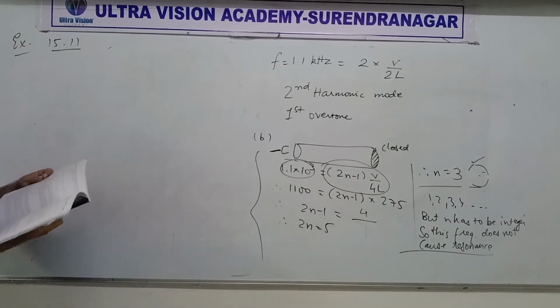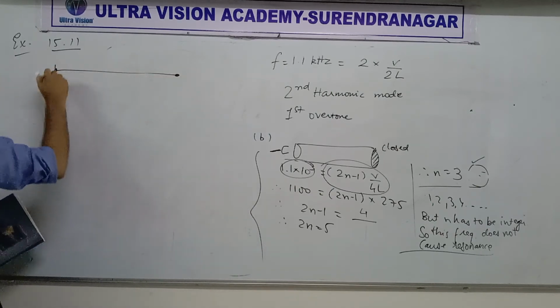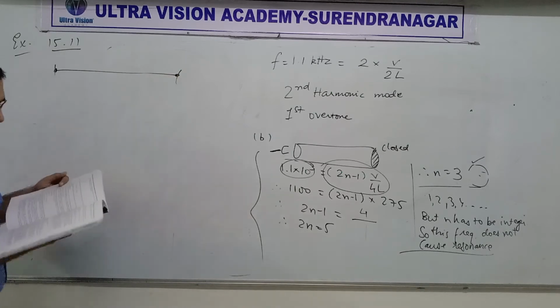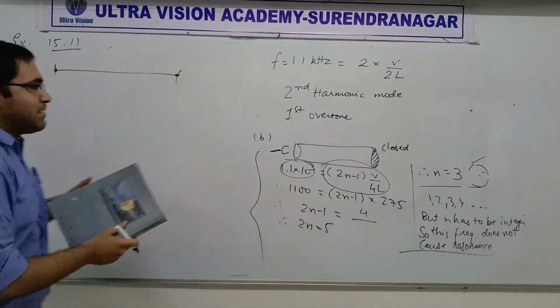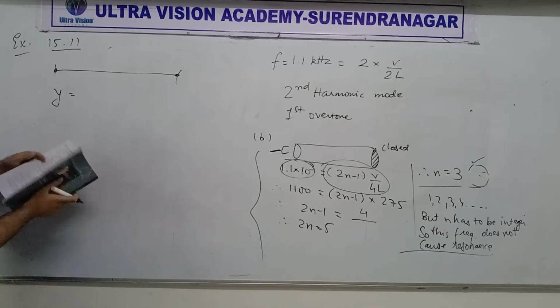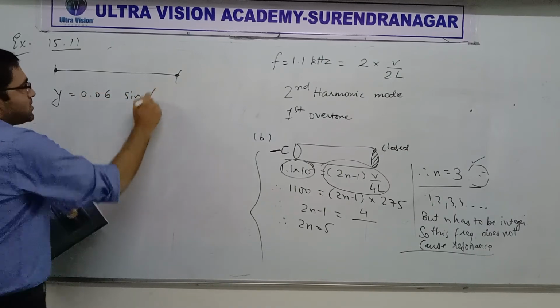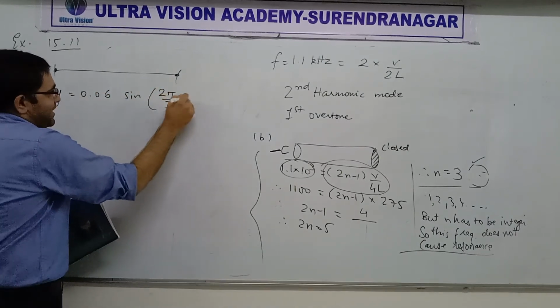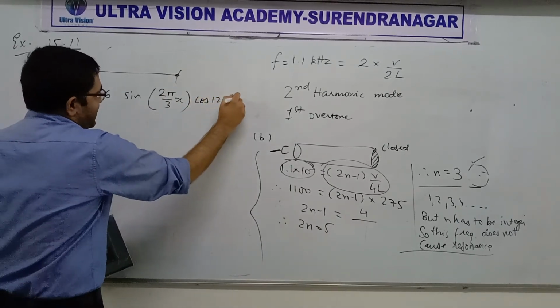Right. So the transverse displacement of a string clamped, meaning fixed, at both ends is given by y equal to, okay, you can write y of x and t, no problem, y equal to 0.06 sin(2 pi by 3 x) cos(120 pi t).